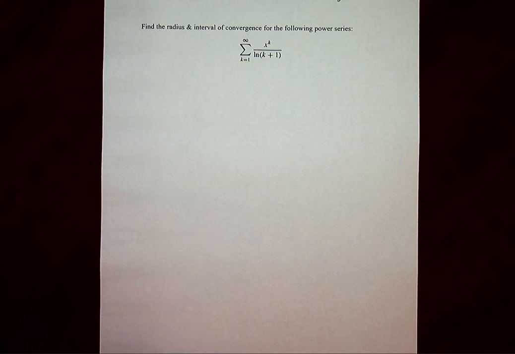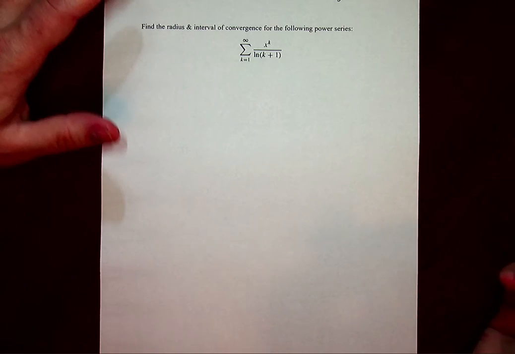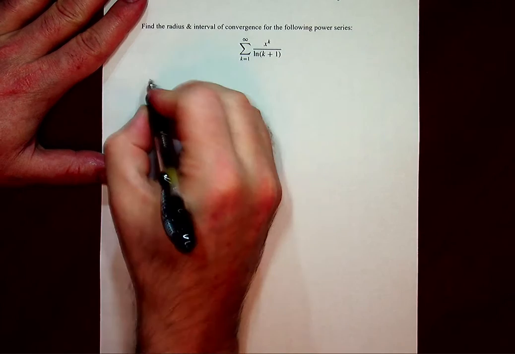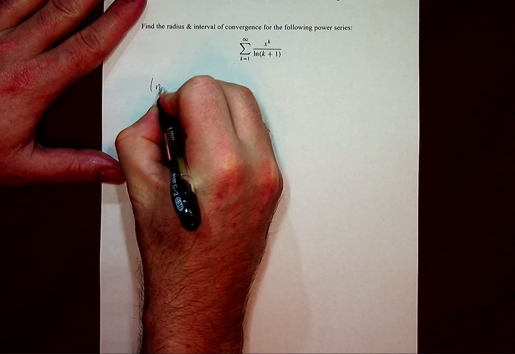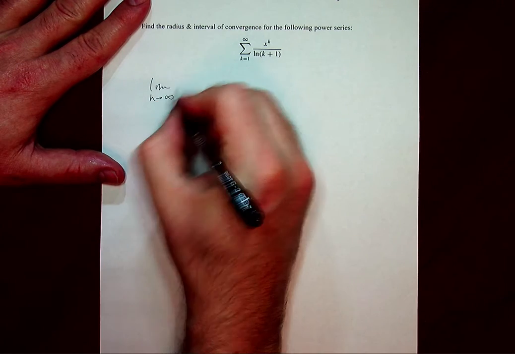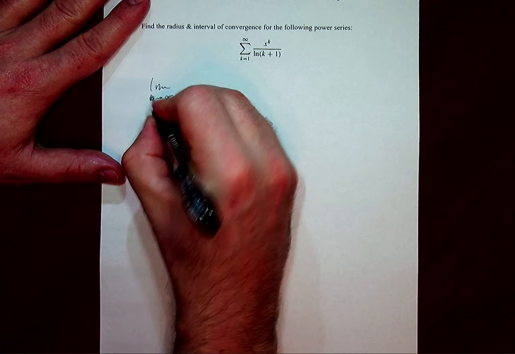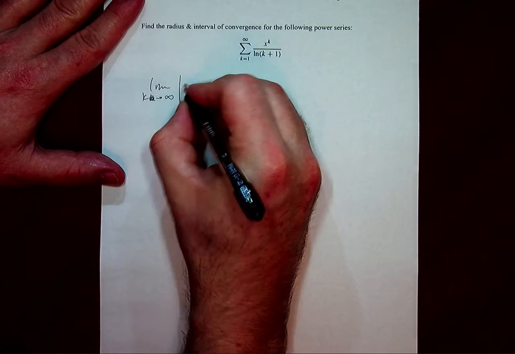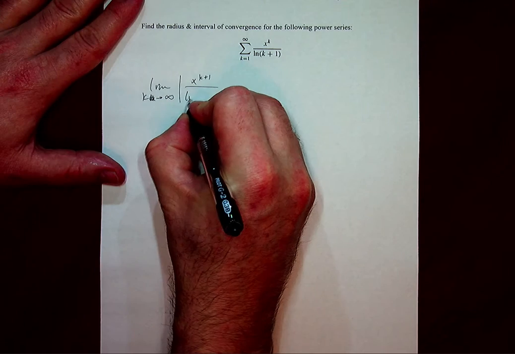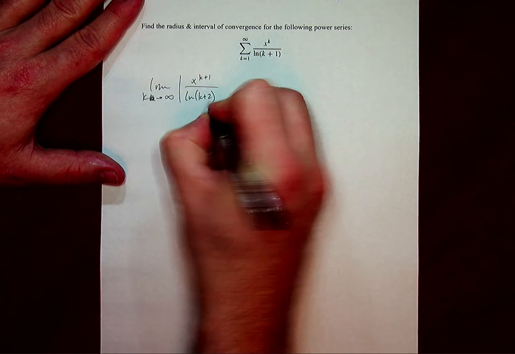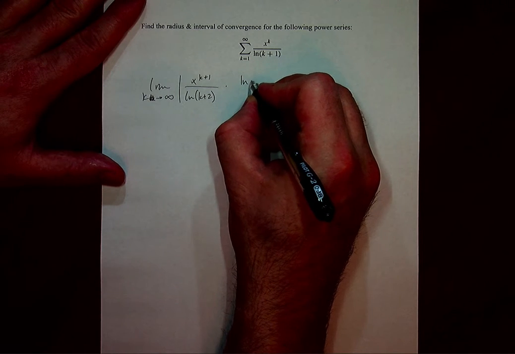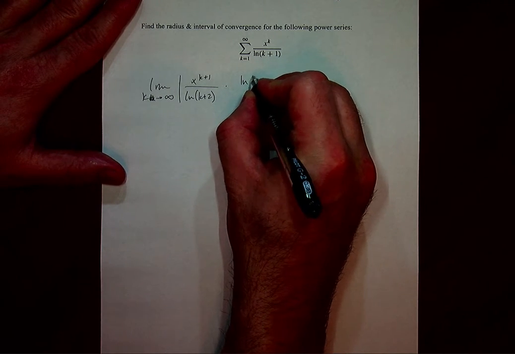This problem right here is the sum from k equals 1 to infinity of x to the k over the natural log of k plus 1. Let's go ahead and set up the ratio test, and we'll use k instead of n. We have our a sub k plus 1 multiplied by the reciprocal of a sub k.